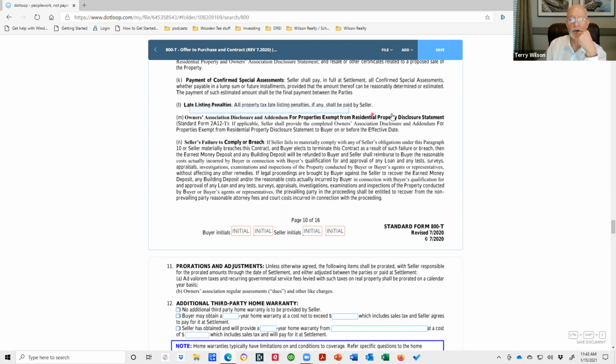Late listing penalty. This is in all of our contracts. Does anybody know what a late listing penalty is? They're funky. In a late listing penalty, technically, every municipality has to register what properties they are.